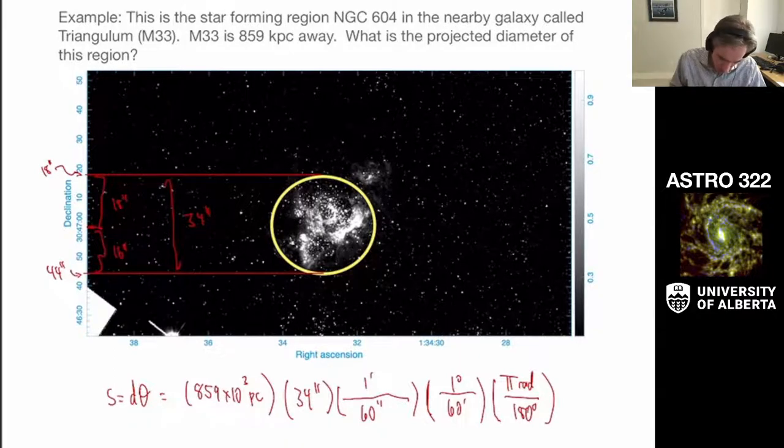So now I have this whole angle converted into radians. Something I find incredibly useful, though it's not one of those things I'm asking you to know, is to remember that there are 206,265 arc seconds in 1 radian. So I can do this calculation pretty quickly if I know that. If I whip all those numbers out, I get that this is about 120 parsecs across. So the physical size of this object is 120 parsecs.